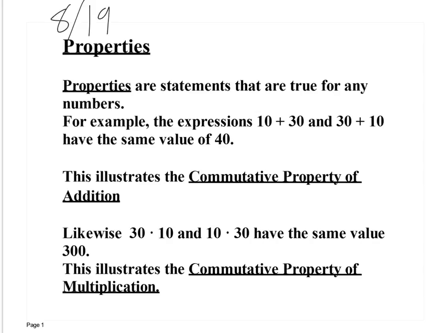All right? And here's how I remember what commutative stands for. What did I do to those two expressions? What's the difference between 10 and 30 and 30 and 10? I flipped the order. I've changed them, right? So here's how I know what commutative stands for: change order. CO. Doesn't that kind of go with CO? Change order. So anytime I see commutative property, I know I'm changing the order.